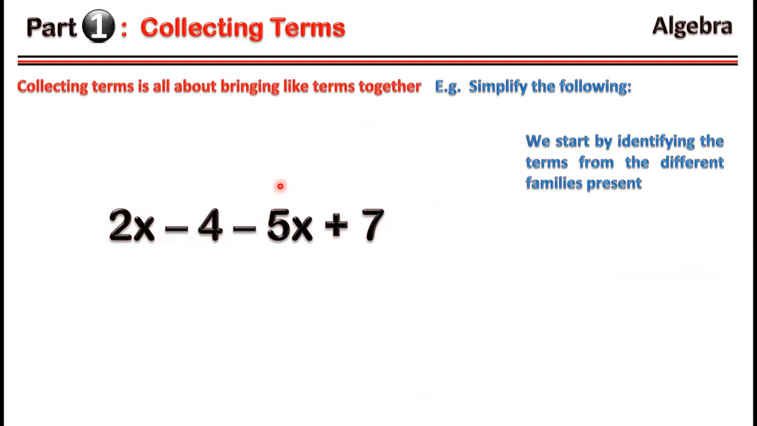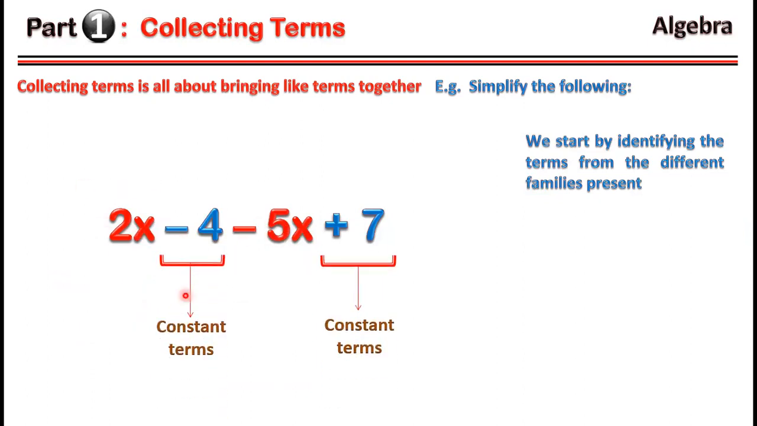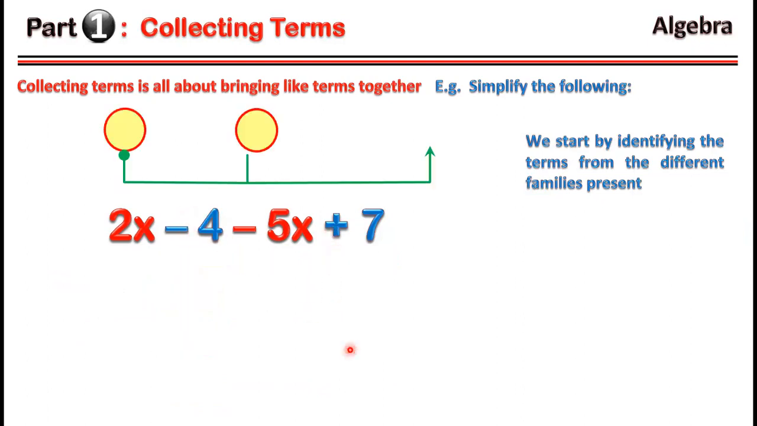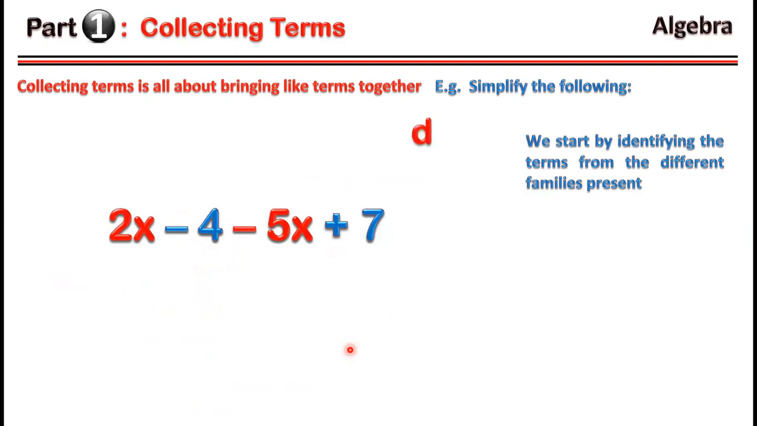So what are the different families present? We have the x family, so we have terms in x. Can you see this? We have 2x and we have minus 5x. So these are like terms, right? Good. And then the other set of like terms are the constants. Minus 4 is a constant and plus 7 is a constant. So the next thing we have to do is bring them together.